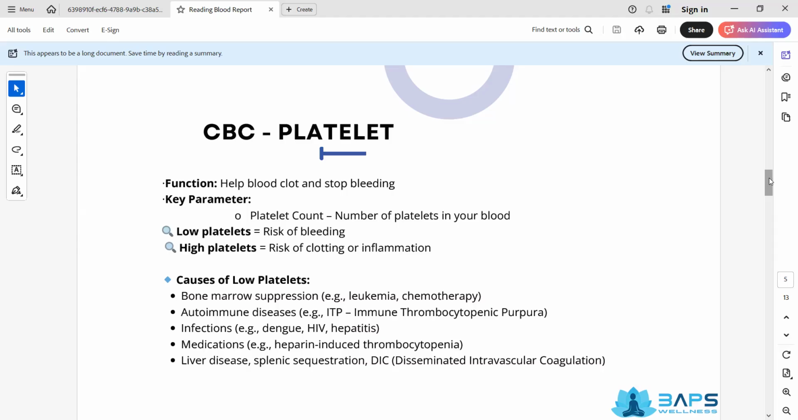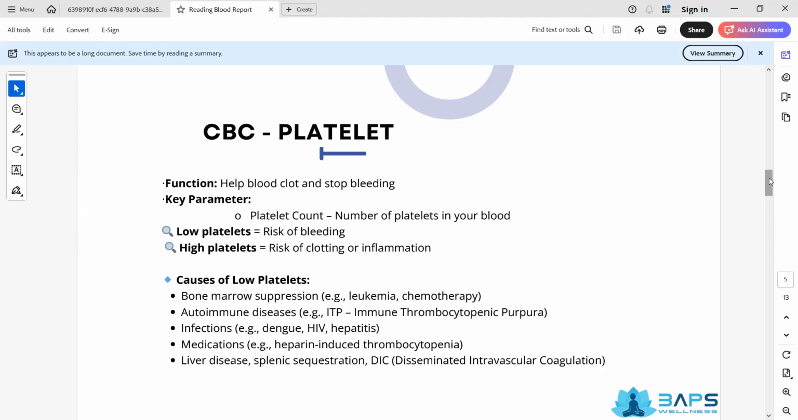So what are all the conditions that may lower the platelet count? One, the production itself is the problem. So the bone marrow is not in a position to produce. So the stem cells that produce these thrombocytes are to be treated. In case of autoimmune conditions also, like immune thrombocytopenic purpura is one of the diseases that causes low production of platelets.